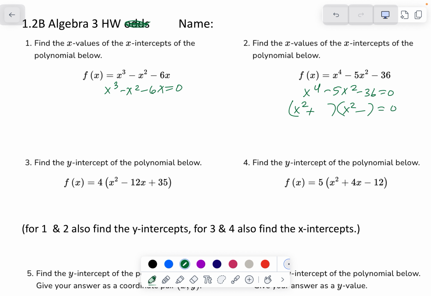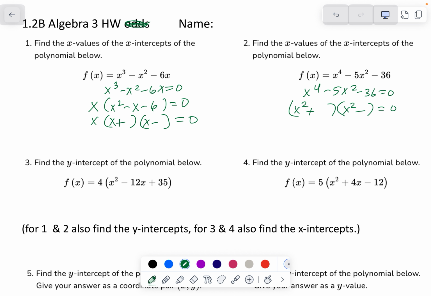If you factor out an x, because they all contain an x, always remove a greatest common factor if you can. You're going to be left with x squared minus x minus 6, which is factorable one more time. So it's going to be x and x, 1 plus, 1 minus, okay? So I've started 1 and 2 for you, so that you can hopefully continue the process.